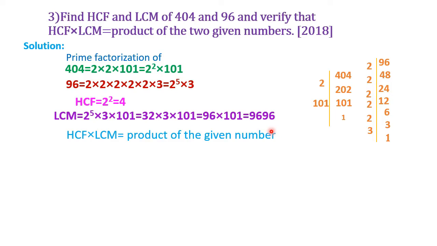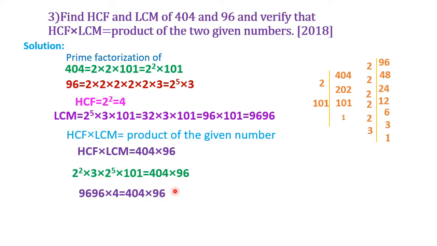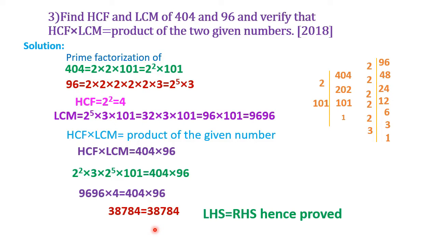which is equal to 9696. Now, HCF into LCM is equal to 9696 into 4, which is equal to 38,784, and product of two given numbers is equal to 404 into 96, which is equal to 38,784. You can see that both are equal. Hence, we have proved that HCF into LCM is equal to product of two numbers.